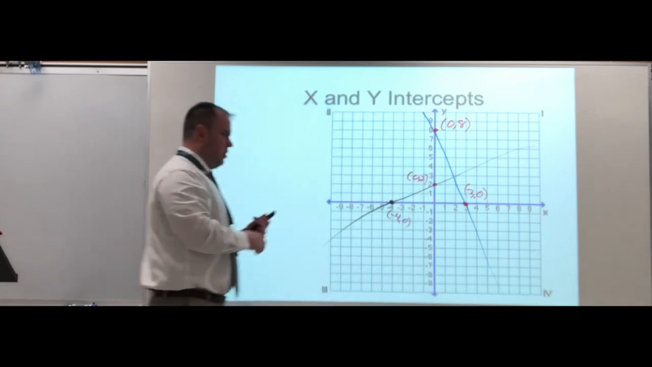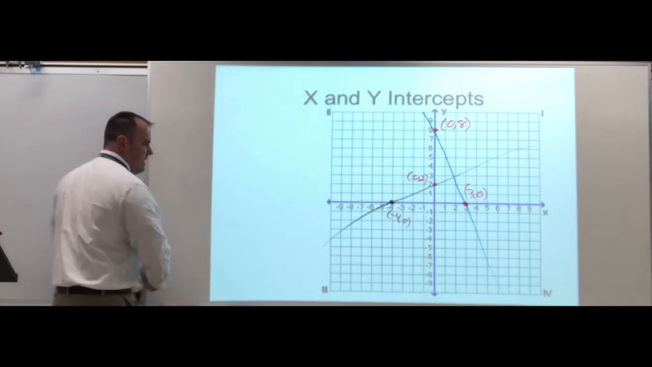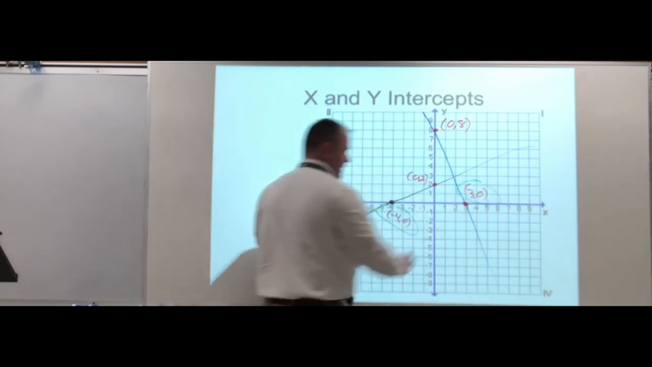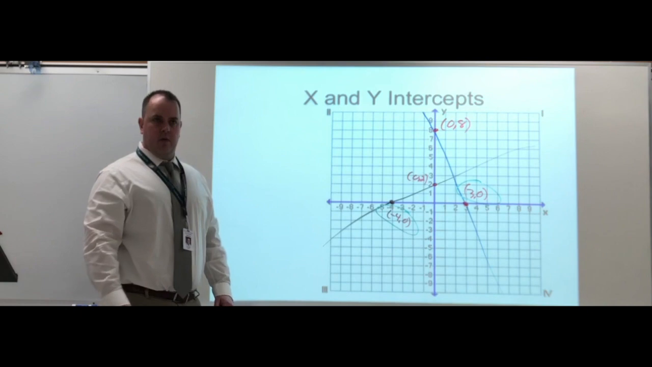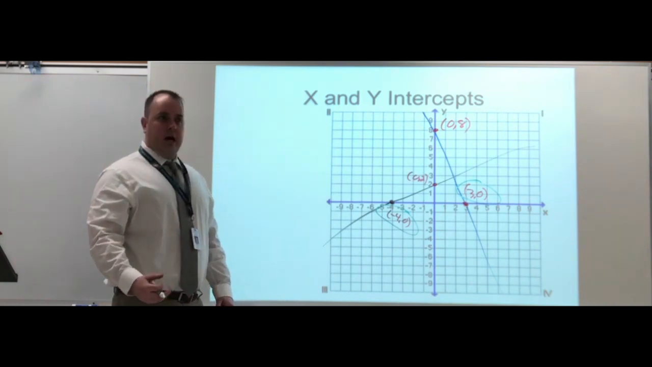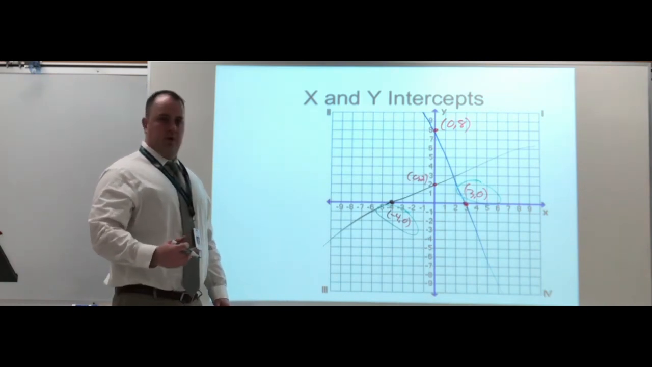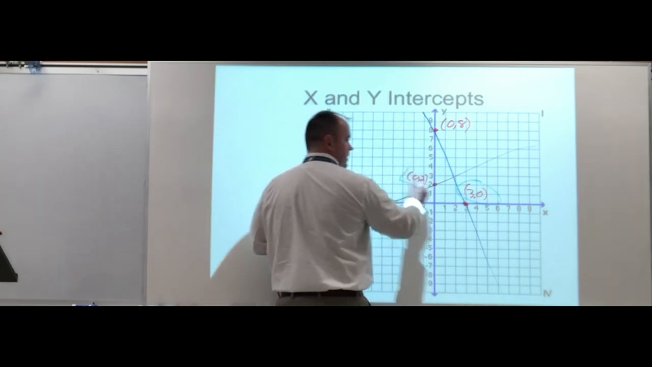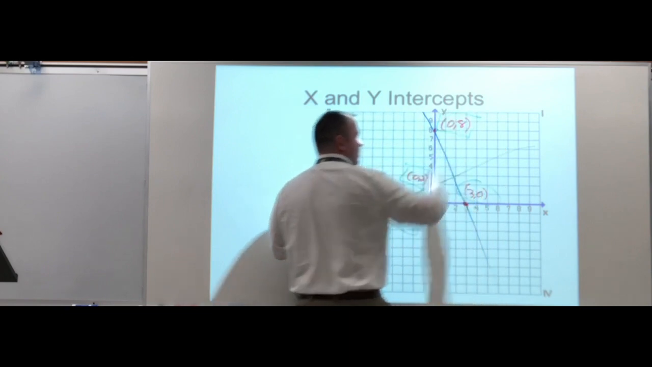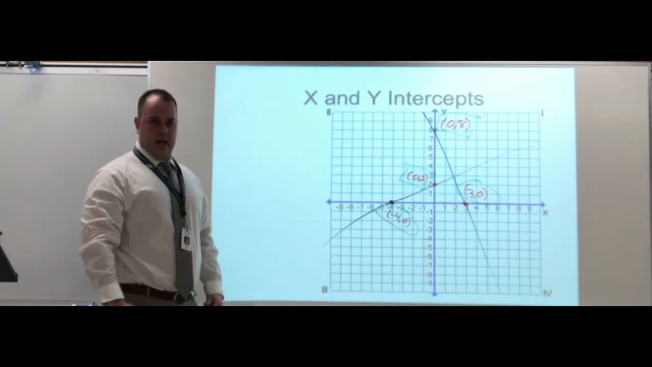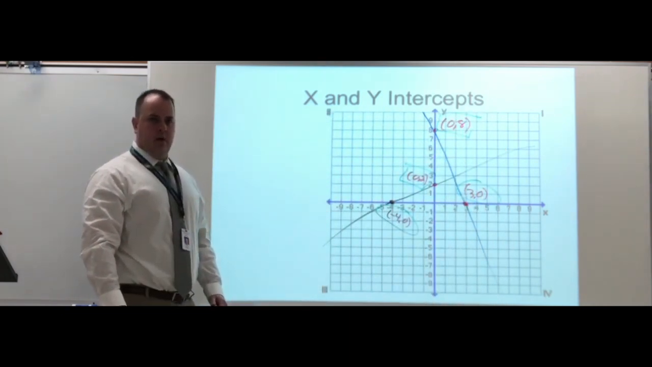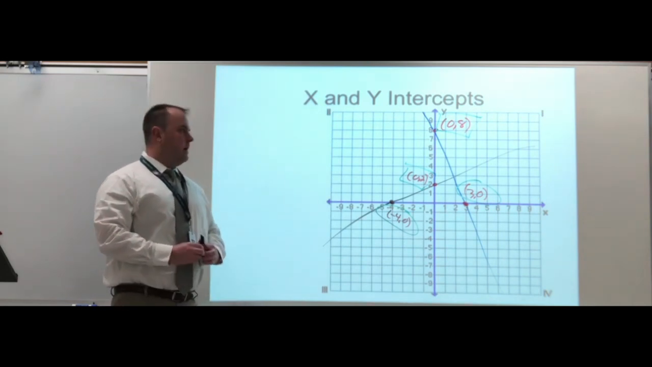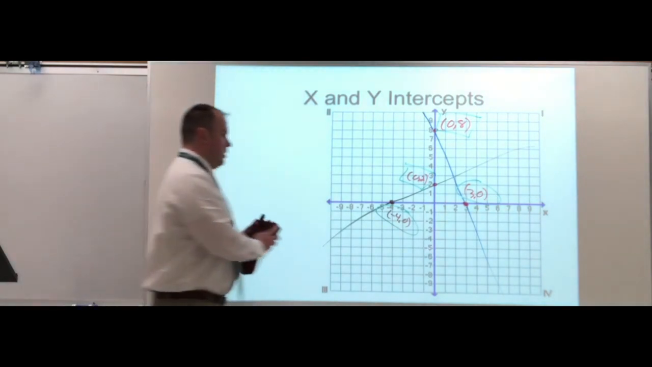Okay, now what I want you to notice, which is going to be important, is look at our two x-intercepts: (-4, 0) and (3, 0). They do have something in common. The y-coordinate is 0 for both of them. If you look at the y-intercepts, the x-coordinate is always going to be 0. That's going to be an important factor when you're given an equation to solve. So think about that as we move on a little bit.